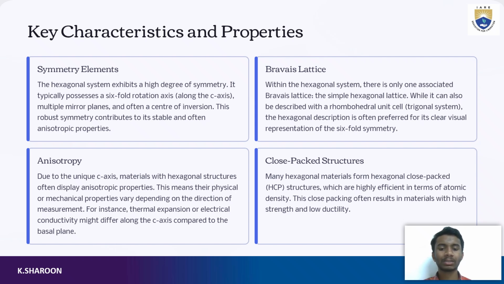Close packed structures. Many hexagonal materials form hexagonal close packed structures, which are highly efficient in terms of atomic density. This close packing often results in materials with high strength and low ductility.